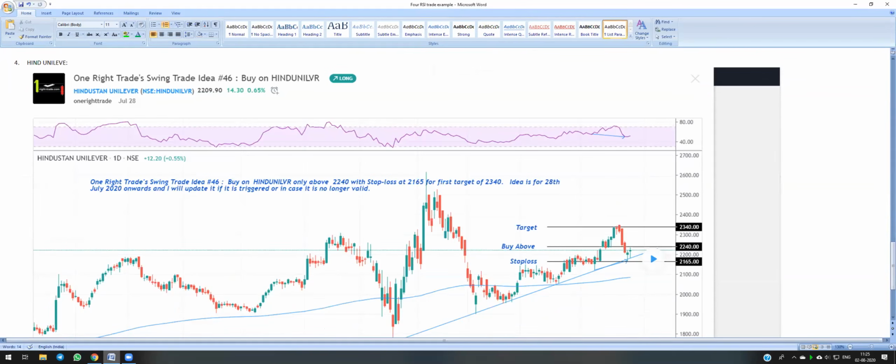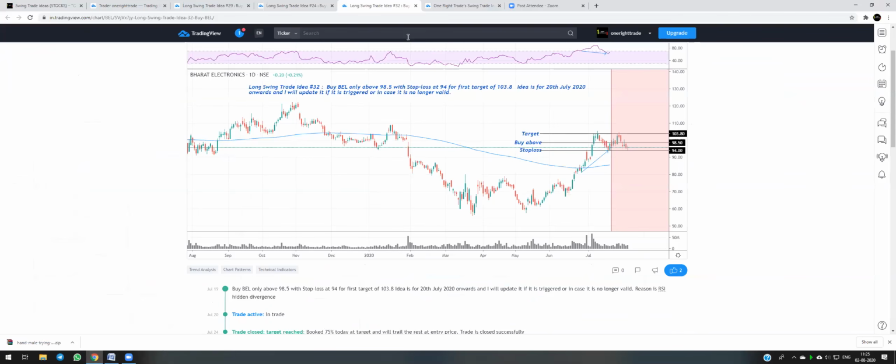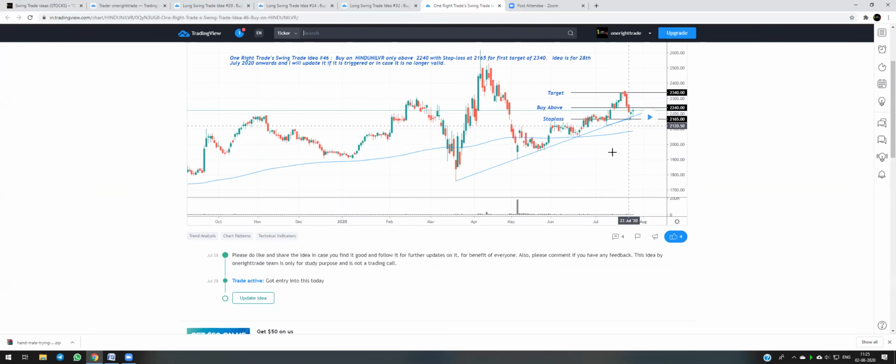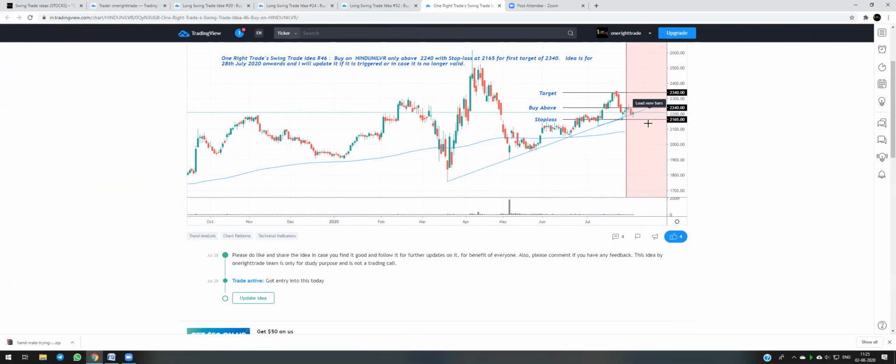This is Hindustan Unilever. I'll show you that on TradingView. Okay, so this is Hindustan Unilever. I took an entry. Still my stop loss has not hit, but I think it will probably hit. Ideally in this kind of hidden divergence trade, the price moves up as soon as we get entry, but it's fine. It's a part of the game. This probably might hit a stop loss.